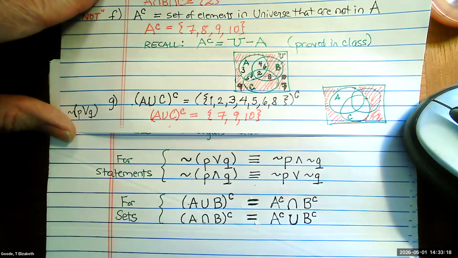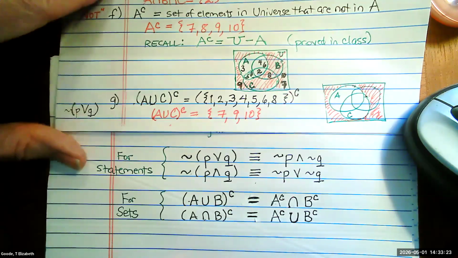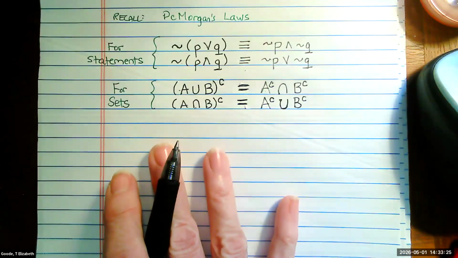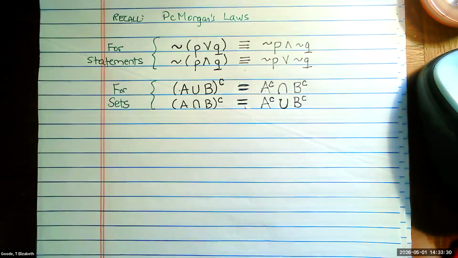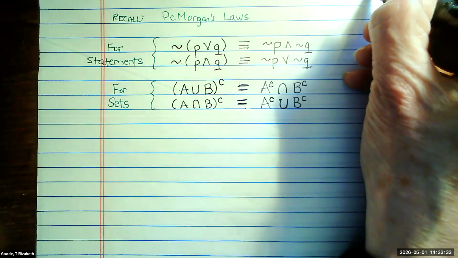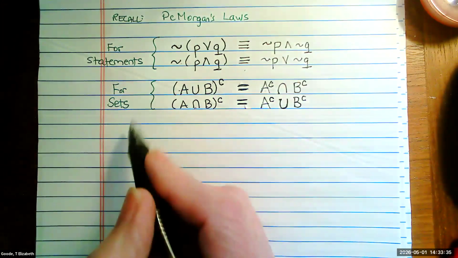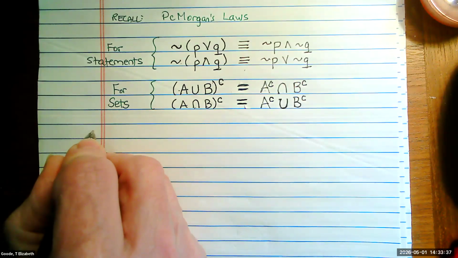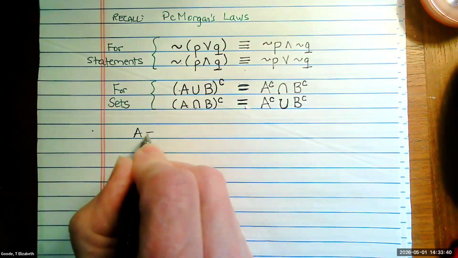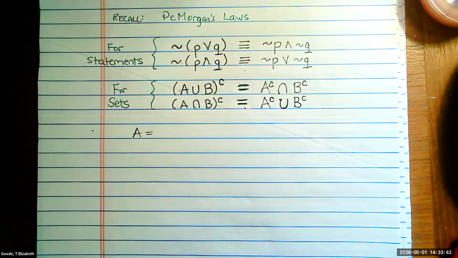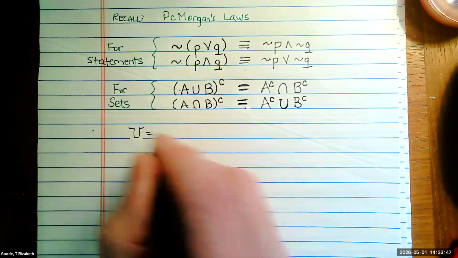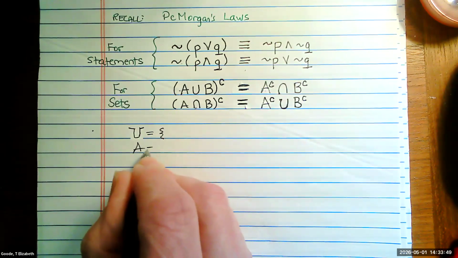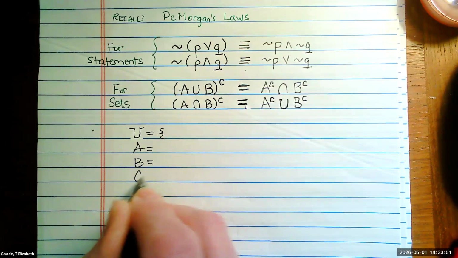Union is the or. Correct. So, given that we have De Morgan's laws for sets, the same way we had De Morgan's laws for statements, we have set A. In fact, we had the universe. I'm just going to write the sets here so we can see them again. The universe, A, B, and C.